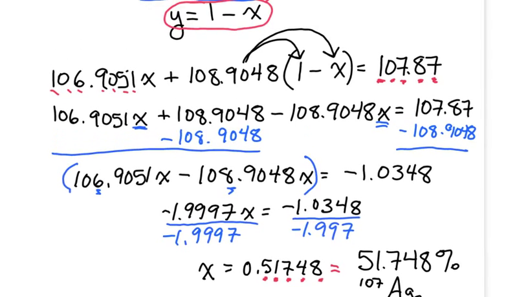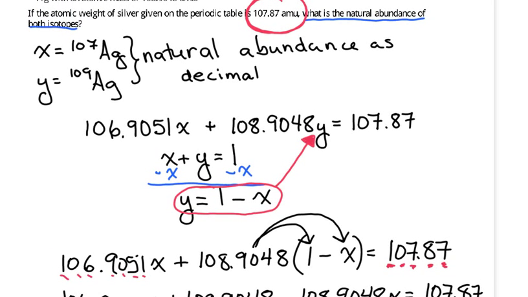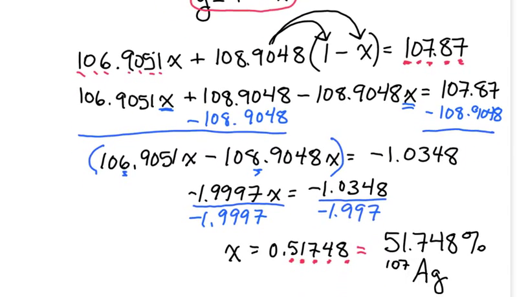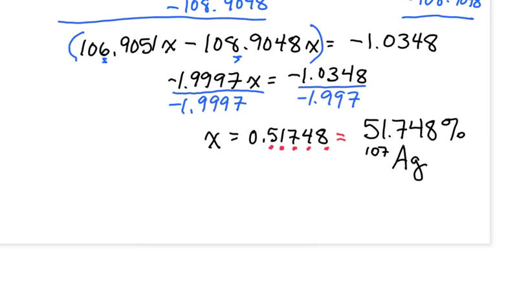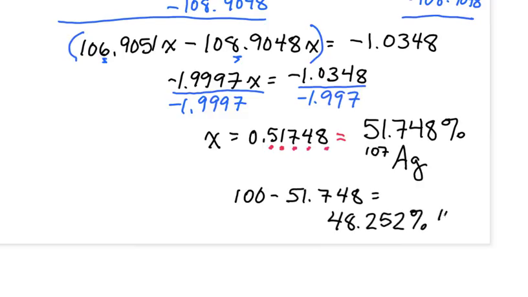We defined our x to be the natural abundance of silver 107. You can look back up in here. You can see I defined x as the natural abundance of silver 107. So that's the natural abundance of one of our isotopes. The natural abundance of our other isotope is going to be 100, because again they equal 100%, minus 51.748 gives us 48.252% silver 109.